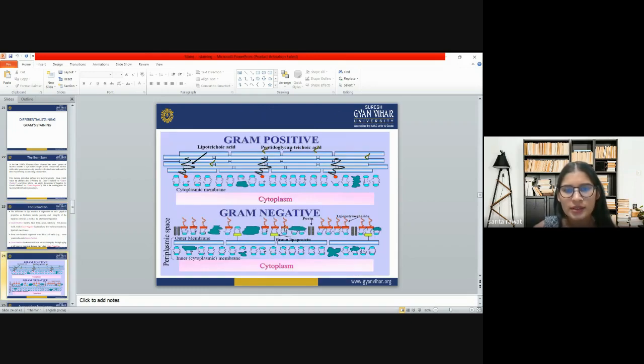As you can see in this picture, there is a cytoplasmic membrane, lipopolysaccharide membrane, peptidoglycan, and teichoic acid. This is the gram-positive staining and this is the gram-negative staining. These are the pictures of the cytoplasm and this is the periplasmic space. You can see this is the outer membrane. Now the dye goes into the inner part. So this is the mechanism behind gram-positive or gram-negative staining.